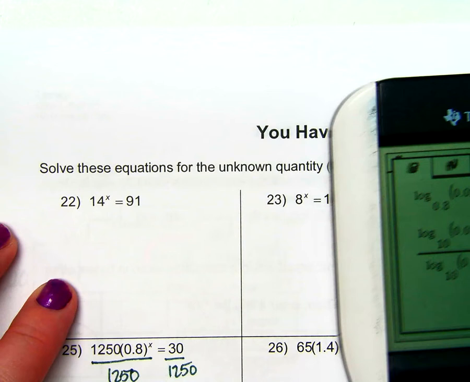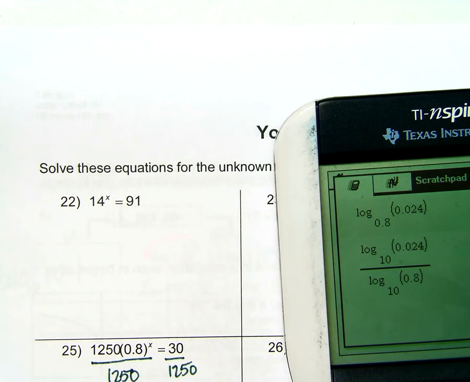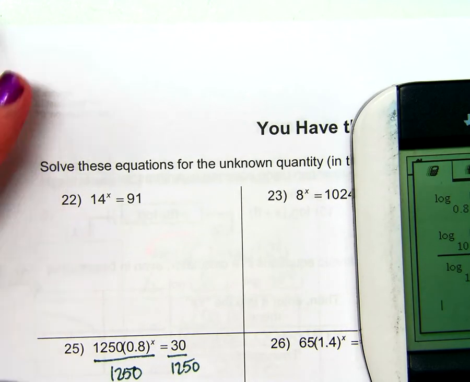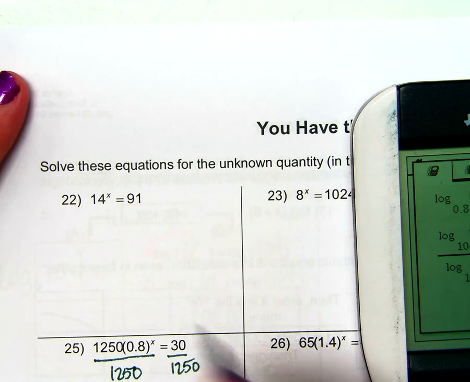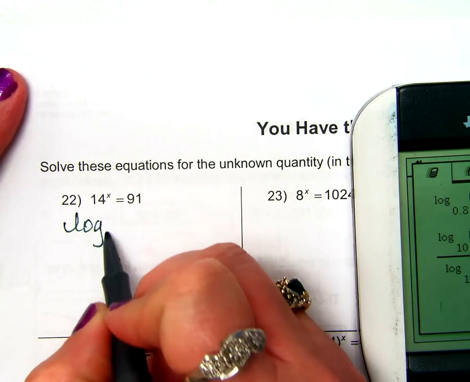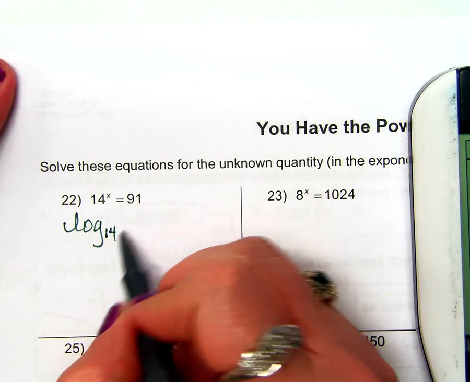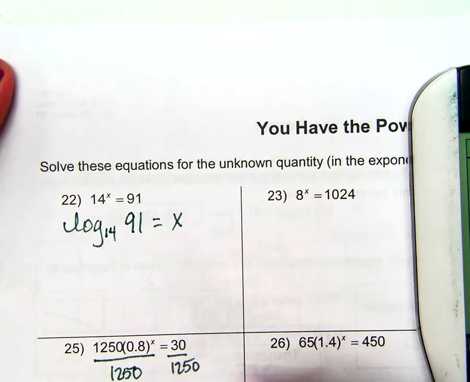Just real quick, let's talk about 22 real fast. Because you know what they tried to do earlier? Divide both sides by 14. No, you can't. Thank you. Oh, you cannot do that. I expected a snap or something, you know. So what do I do from this point? Yeah, I want to write it in logarithmic form, don't I? Thank you for the correction. Log base 14 of 91 equals x.